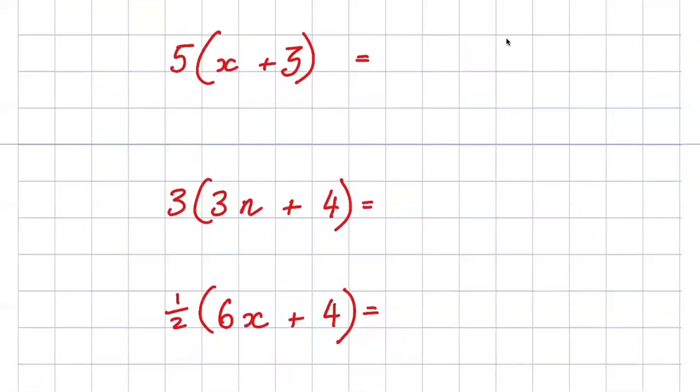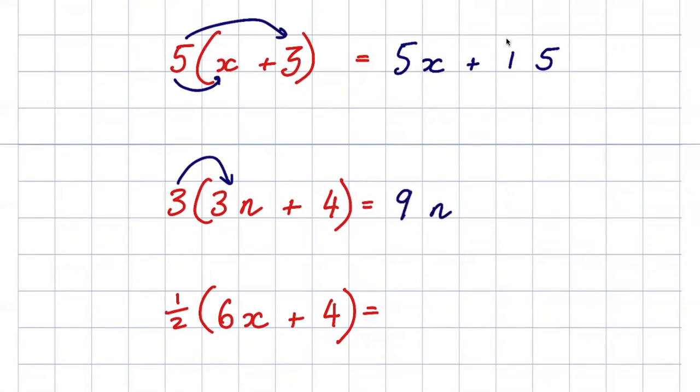Okay, so hopefully you have done 5 lots of x, which will give you 5x. You've done 5 lots of positive 3, you can see the plus sign there, and that's 15. So this is 5x plus 15. Next one, we've got 3 lots of 3n. So 3 times 3, 9, obviously. So we've got 9n, 3 lots of 4 is plus 12.